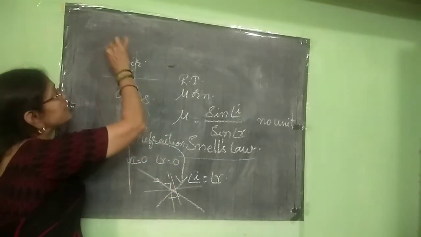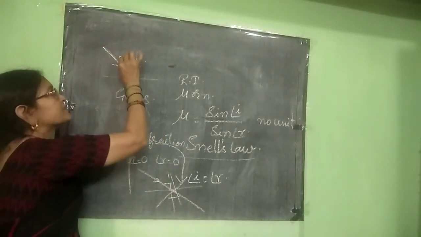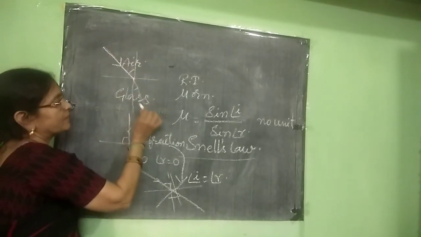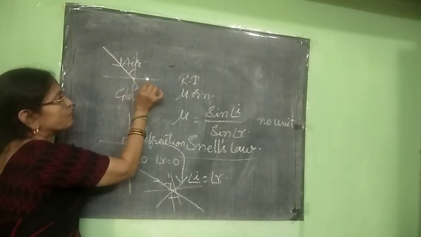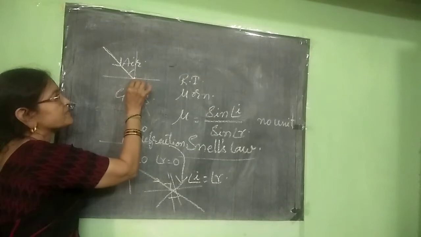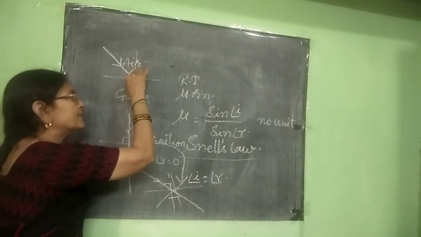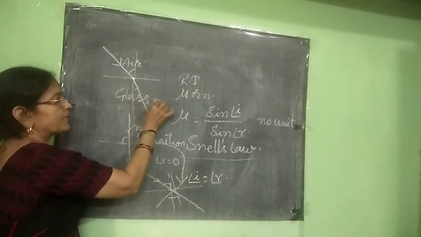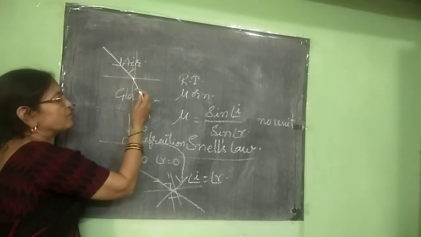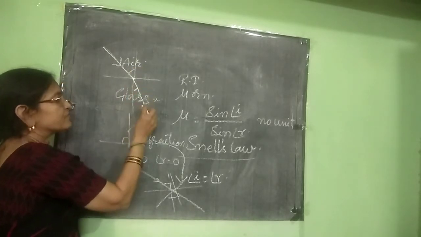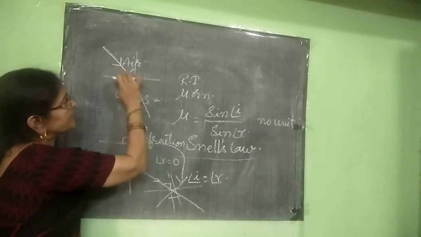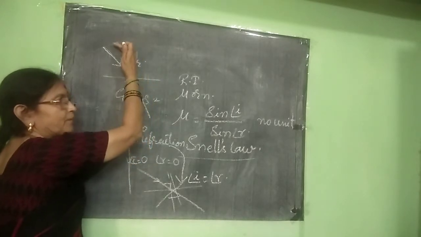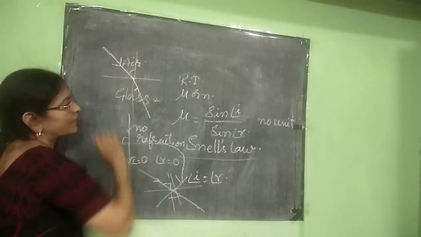So what is refraction? Whenever a ray is coming from one medium and entering into another transparent medium, at the separation or boundary of the two media, that is at the interface, at the point of incidence, it bends and moves in the other medium. If the second medium is optically denser, the ray will be moving towards the normal. If the ray is going from glass medium to air medium, that is from an optically denser medium to an optically rarer medium, then it moves away from the normal.